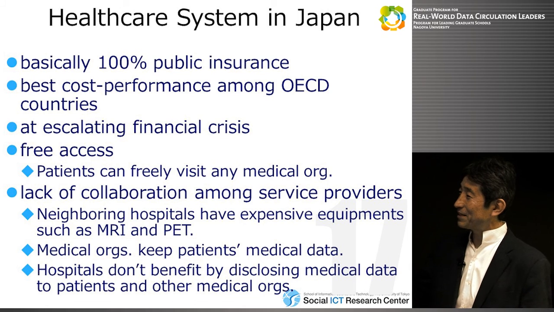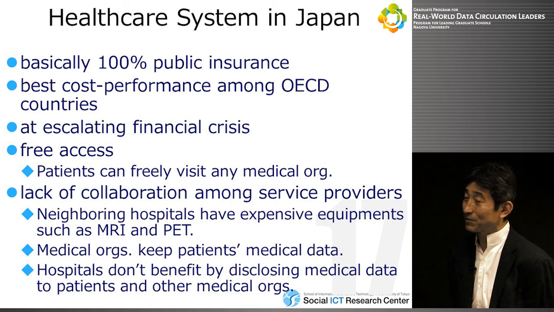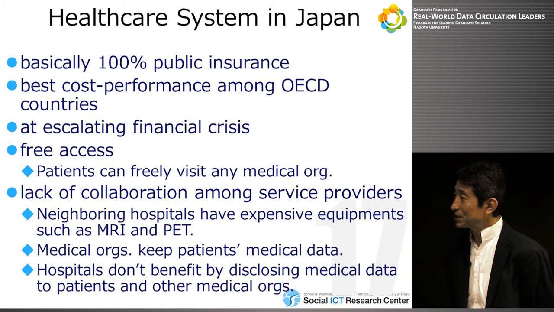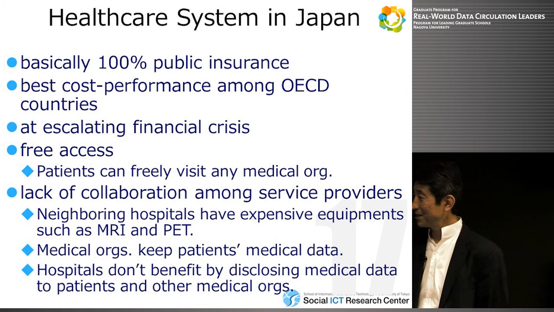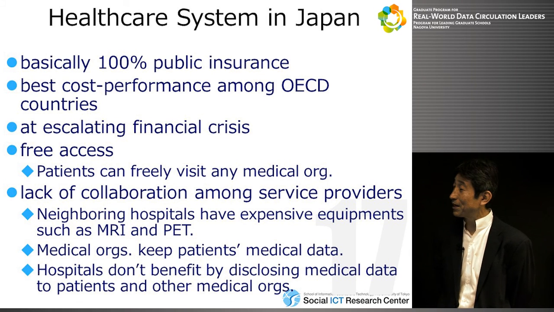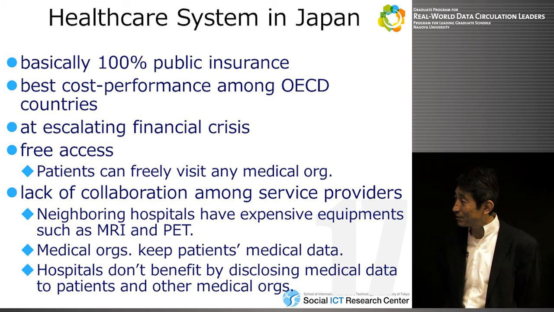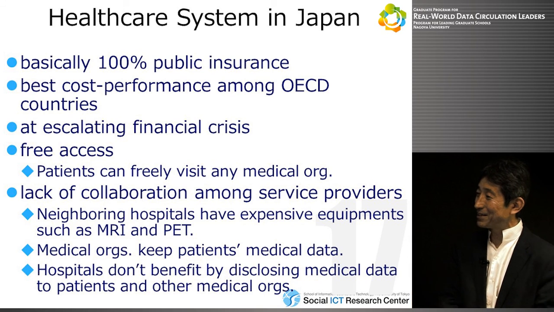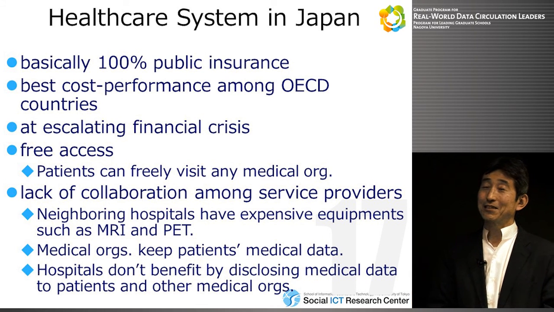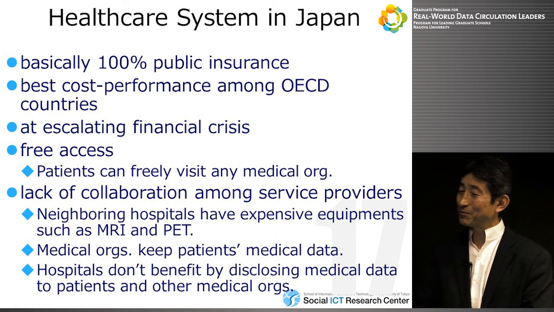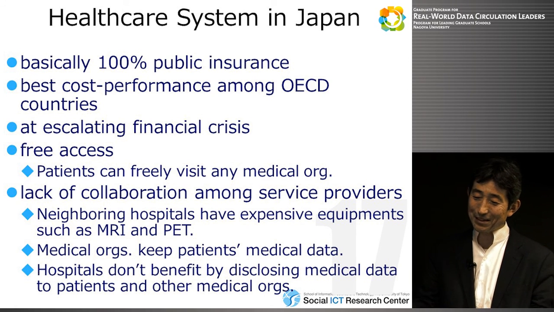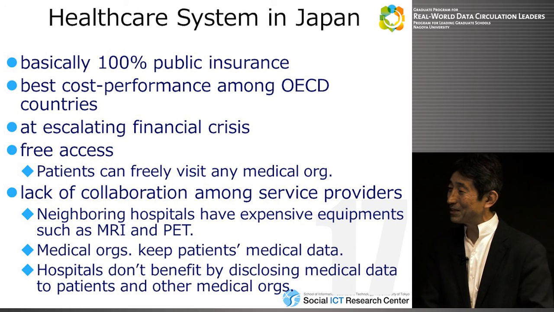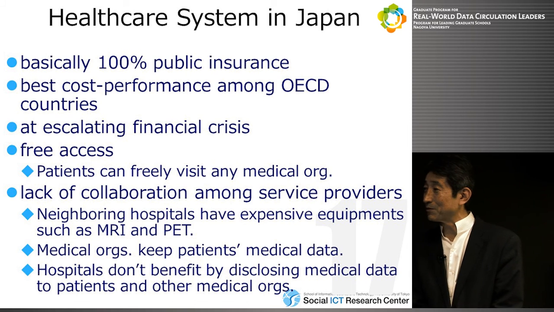And another issue is that the collaboration among service providers, hospitals and clinics, is lacking in Japan. For instance, neighboring hospitals have expensive equipment such as MRI and positron emission tomography machines. Although MRI and PET would be necessary, one PET would be enough for this small city, but in reality, there are several of these machines at neighboring hospitals in very small regions.